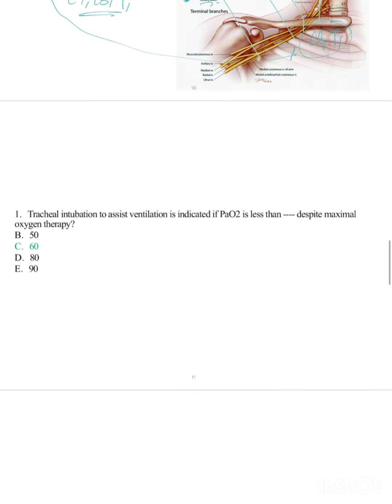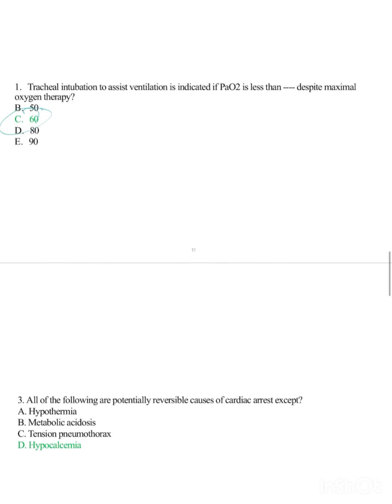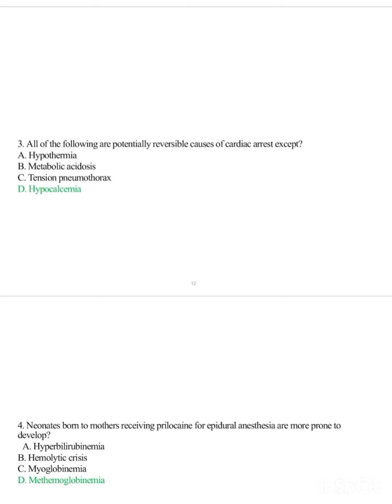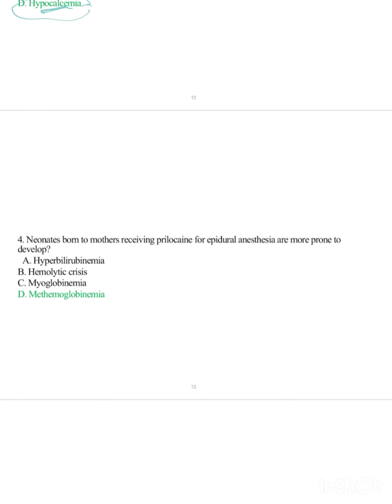Other than that, the next question was: tracheal intubation to assess ventilation is indicated if PaO2 is less than 60. Okay, just remember that if it's less than 60, then tracheal intubation is indicated. Next, potentially reversible cause of cardiac arrest. You all know, according to the ACLS guidelines, you see whatever is reversible, but if it is not reversing despite your continuous CPR, then you have to suspect hypocalcemia in that patient.